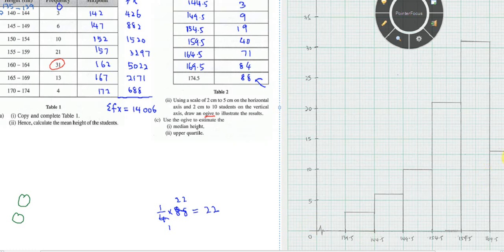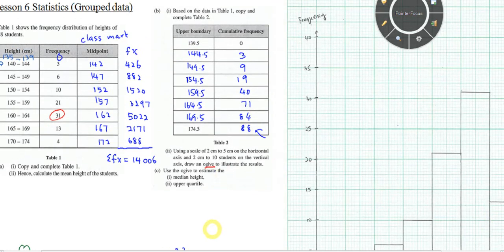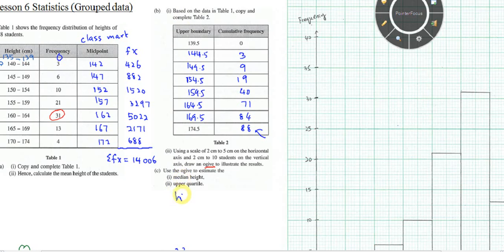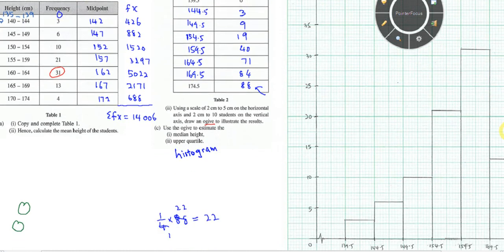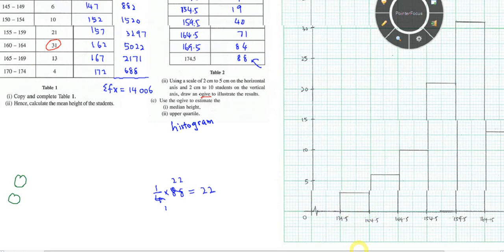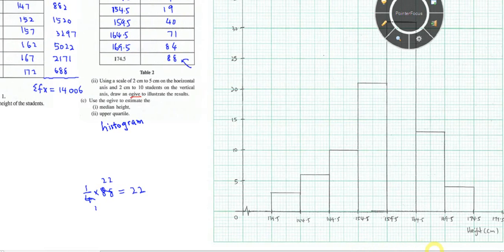If the question asks us to draw a histogram, we need to use the upper boundary and lower boundary for each class, or sometimes you can also use the midpoint. So this is the way we draw the histogram. And be careful here, this is frequency, not cumulative frequency, yeah?